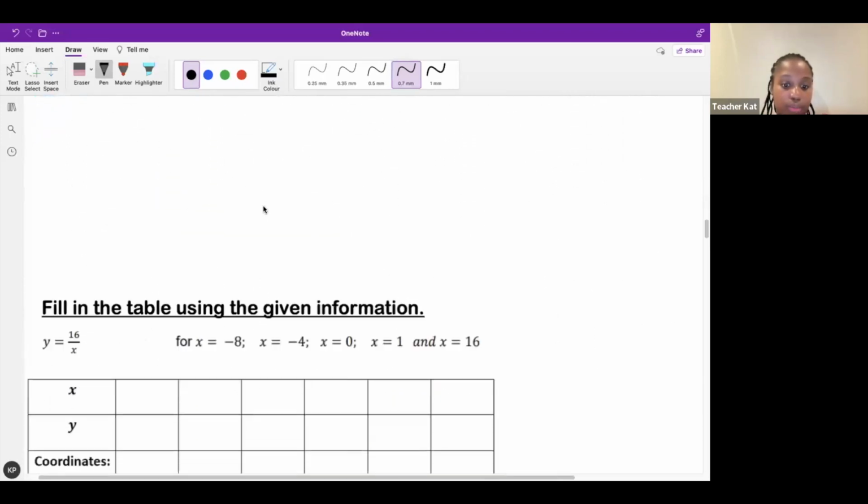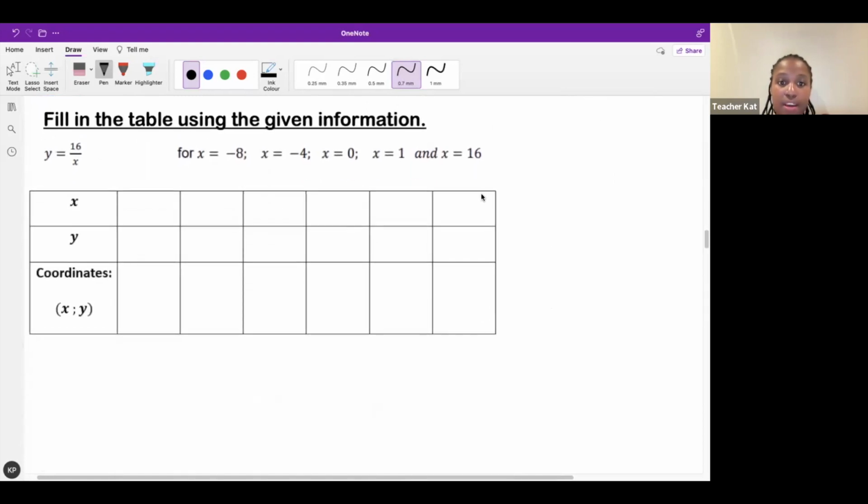Wonderful. Let's move on. Now we're given a formula and a table. So we need to correctly fill in this table. Now, we've been given our formula here, which is y equals 16 divided by x. And once again, we've been given our inputs. Are my inputs going to go at the top, middle, or at the bottom? Where are those inputs going to go on my table? At the top. Okay, so let me write these down. So that's -8, -4, 0, 1, and 16.